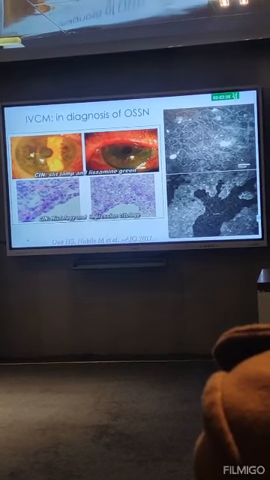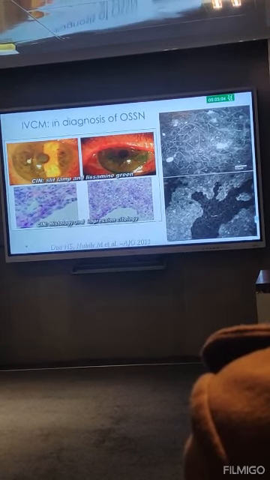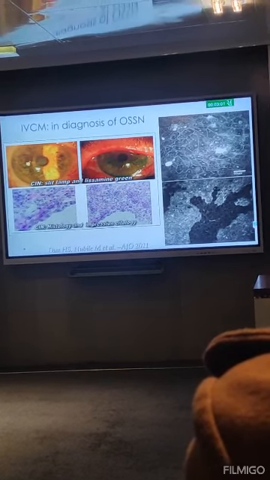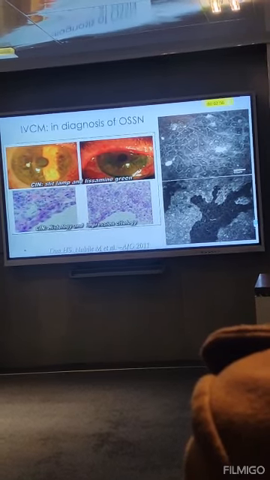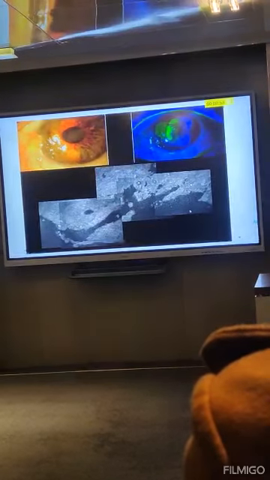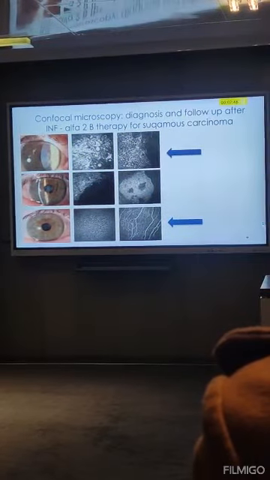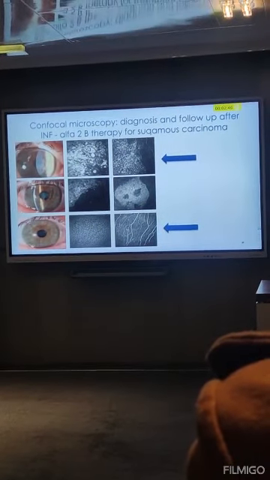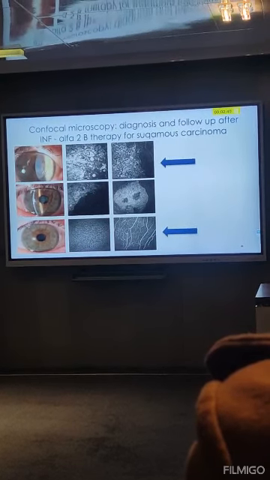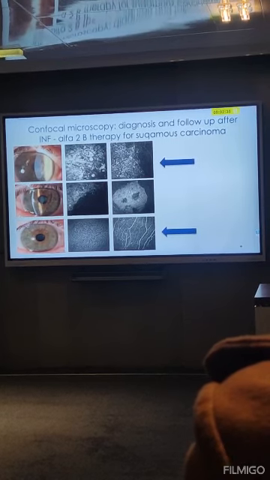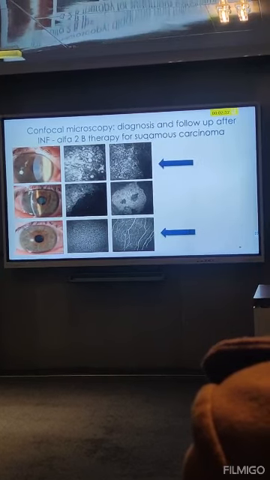And by confocal, you have some suggestive elements like the presence of prominent nucleoli and the difference in the morphology and the reflectivity of the two kinds of epithelium. This is the normal one, this is the neoplastic one. And this is our reconstruction of this ocular surface neoplasia. And what is nice is that you can, again, follow up the patient after your treatment. For example, this was a patient with an ocular surface squamous neoplasia treated with interferon eye drops, and this was the follow-up with confocal that showed the restoration of the epithelium to a normal level.